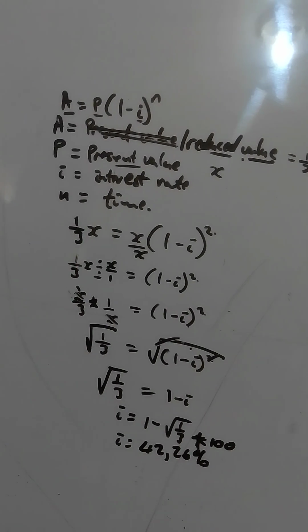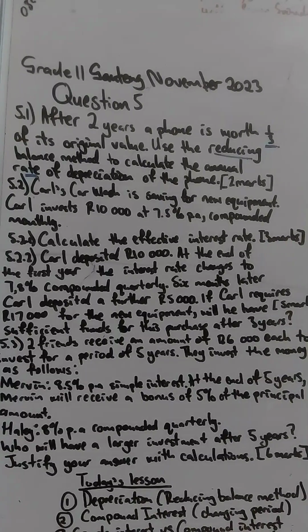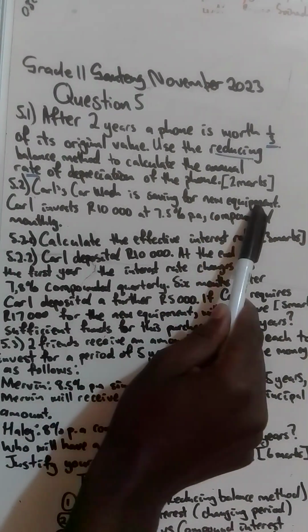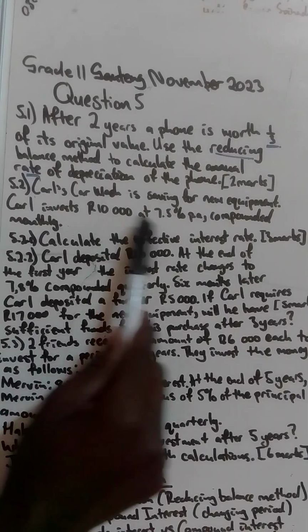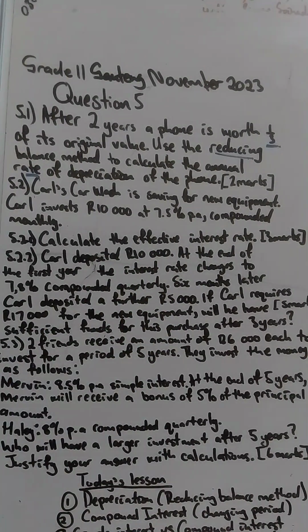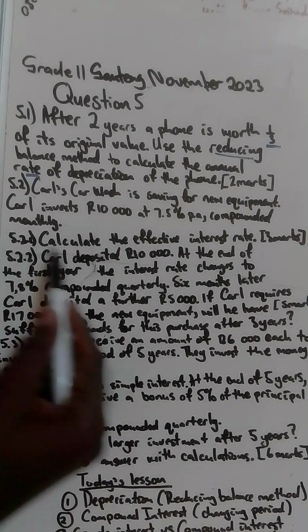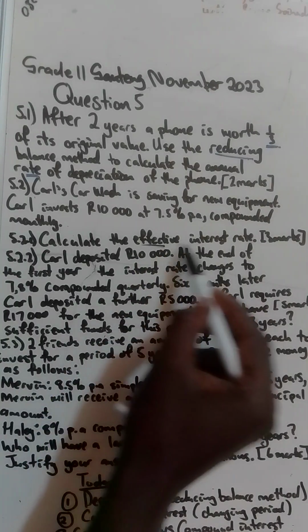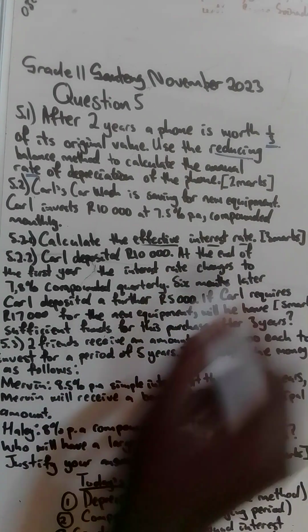Now we go to question 5.2, where it says that Cow's car wash is saving for new equipment. Cow invests 10,000 rands at 7.5% per annum compounded monthly. So, okay, 5.2.1 says calculate the effective interest rate. So this is the key question, effective interest rate.